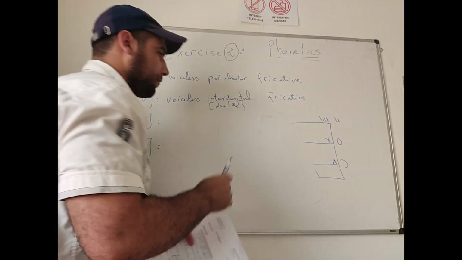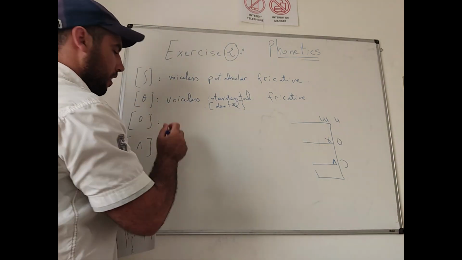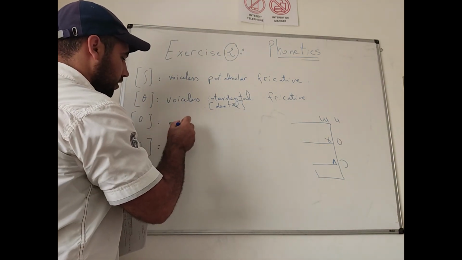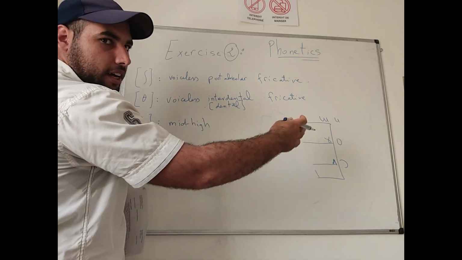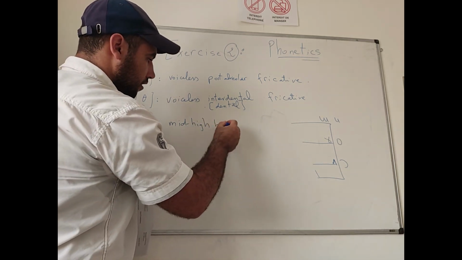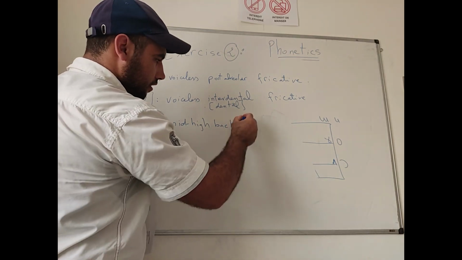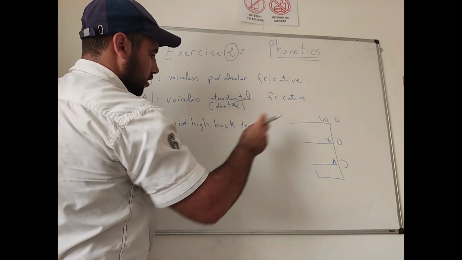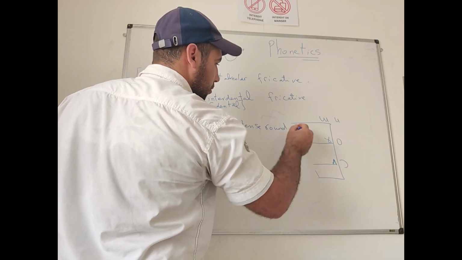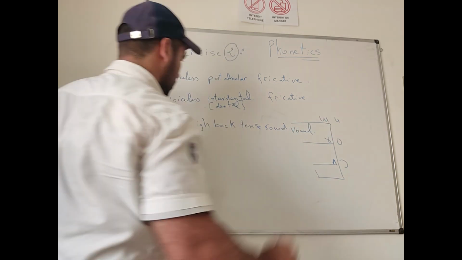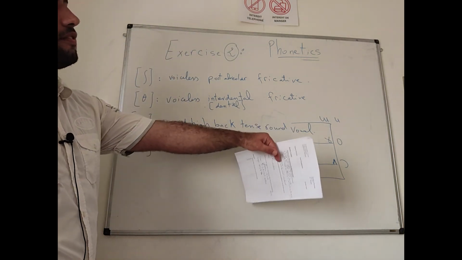We said it is mid-high. Is it front or back? Back. It is tense. Round. Vowel. Okay. Mid-high, back, tense, round vowel.